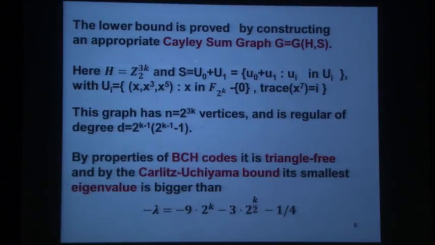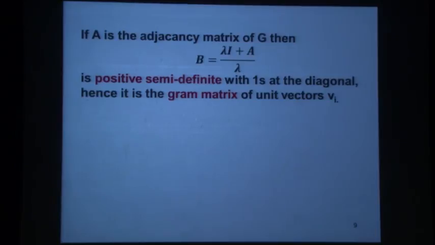So the absolute value is at most 9 times n to the 1/3, somewhat small. Okay? And now from this, we want to get these vectors that are nearly orthogonal and their sum is big. So here is how we do this.